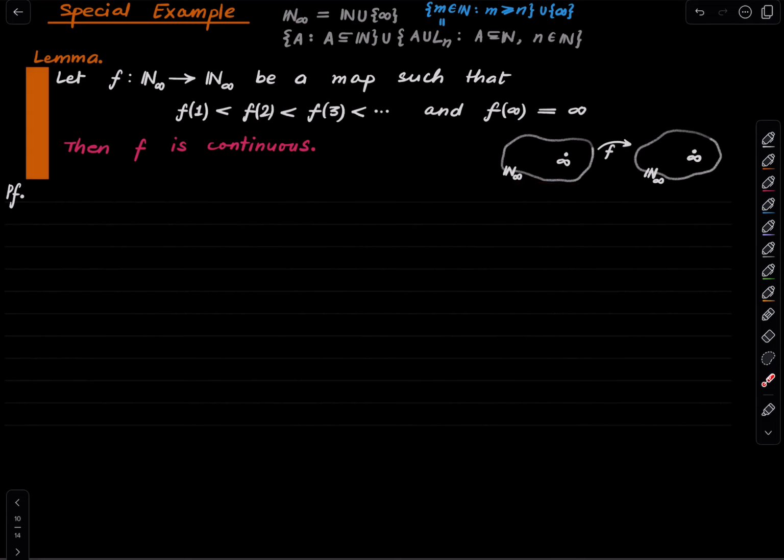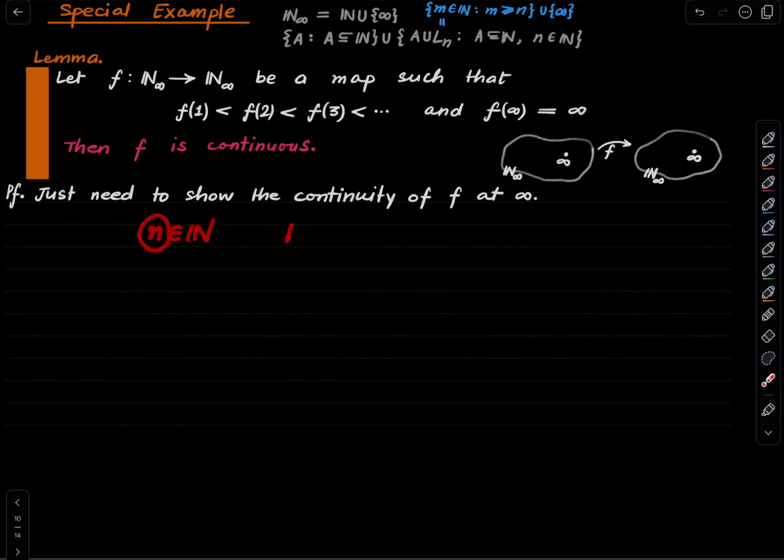All right, so let's start with the proof. So first note that we just need to show the continuity of f at infinity. Why is that? Well, every natural number is an isolated point in this space, and continuity of a function is for free at isolated points. Therefore, to establish the continuity of the function f, we just need to focus on infinity.